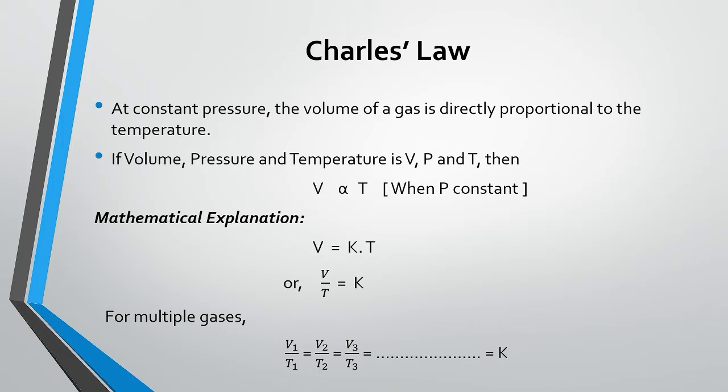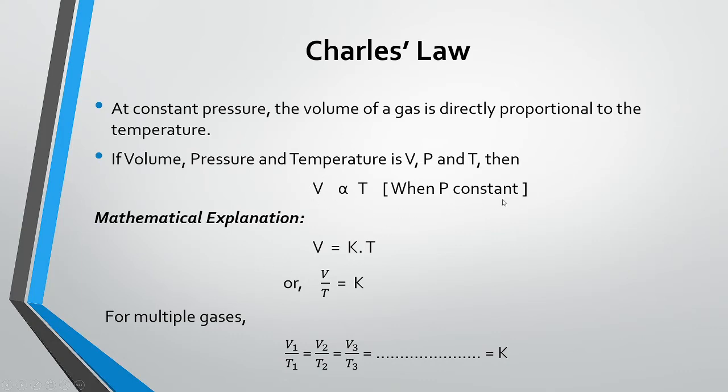Charles law tells about the condition of a gas at constant pressure. At constant pressure the volume of a gas is directly proportional to the temperature. If temperature increases, then volume will increase, and if the temperature decreases, the volume will certainly decrease. So we are seeing that V is proportional to capital T when pressure is constant.